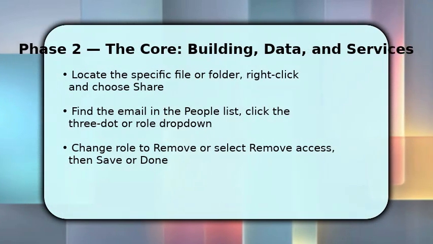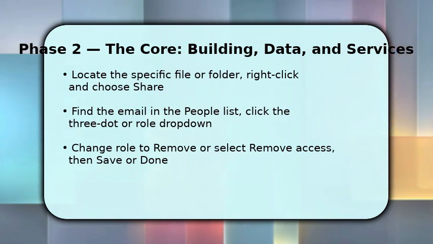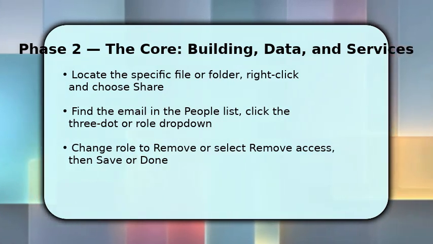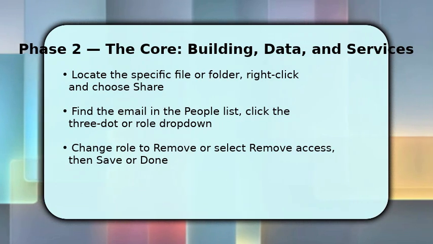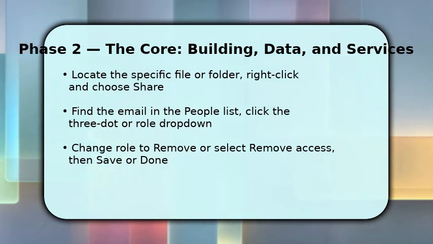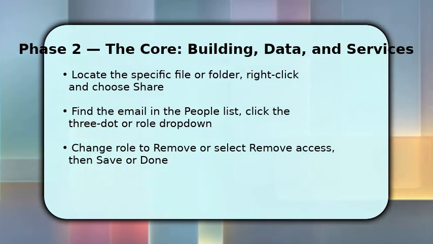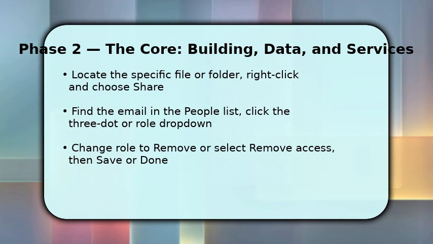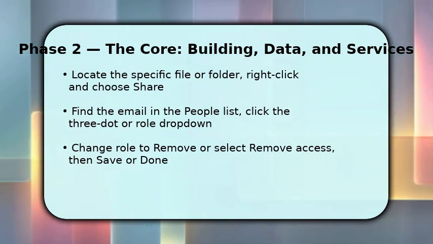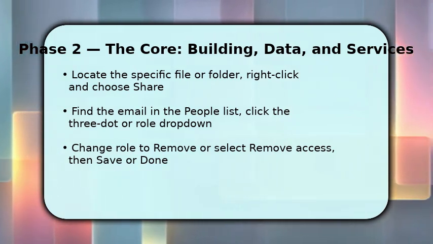Now you remove the email from individual items. Find the file or folder, right-click and choose Share. That opens the permissions dialog. In the People section, locate the email address you want gone, then click the Role drop-down or three-dot menu next to it. Choose Remove or Remove Access and then click Save or Done.